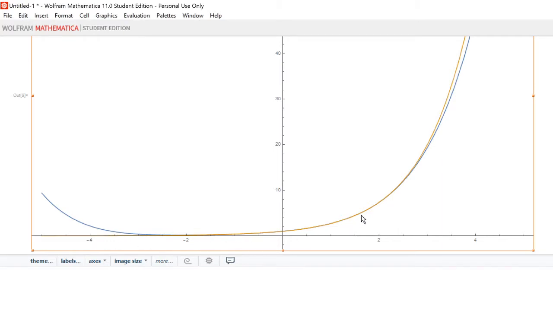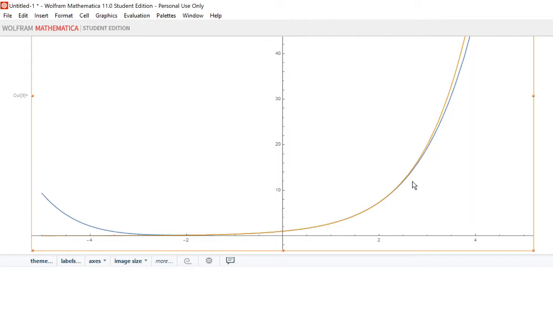Okay, so the yellow curve here is e to the x. Notice it passes through 0, 1, and then gets close to the axis. The blue curve is our approximation to e to the x using only 7 terms. So notice that if x is beyond maybe 2.5, these two things start to separate, which means it's no longer going to be a good approximation.